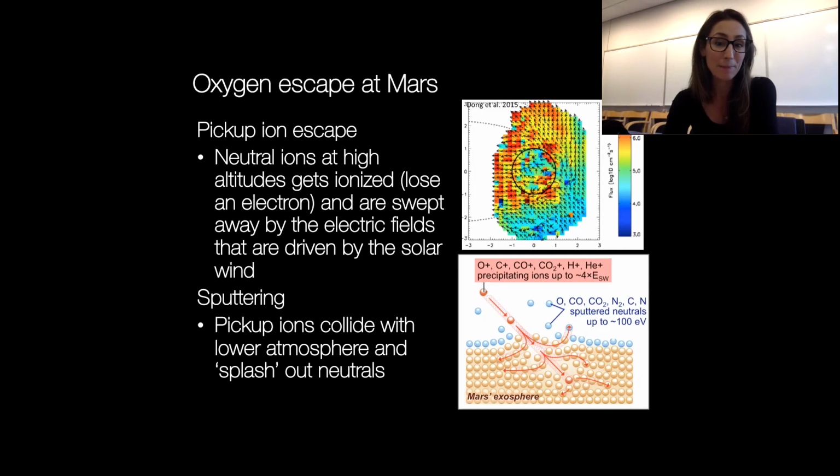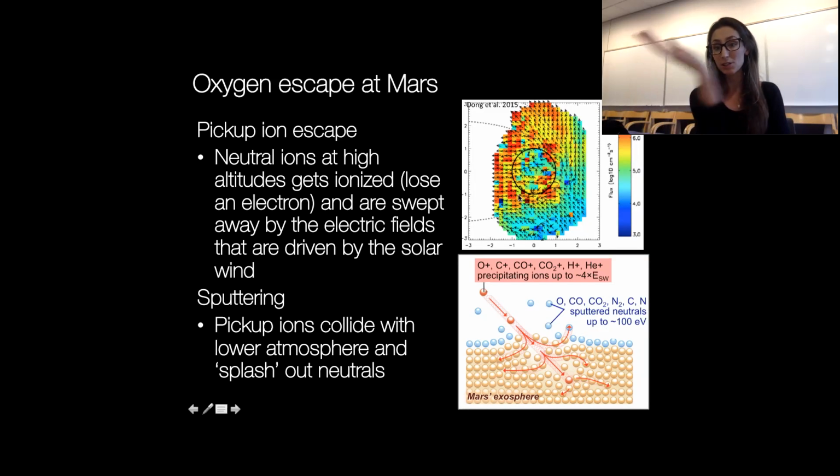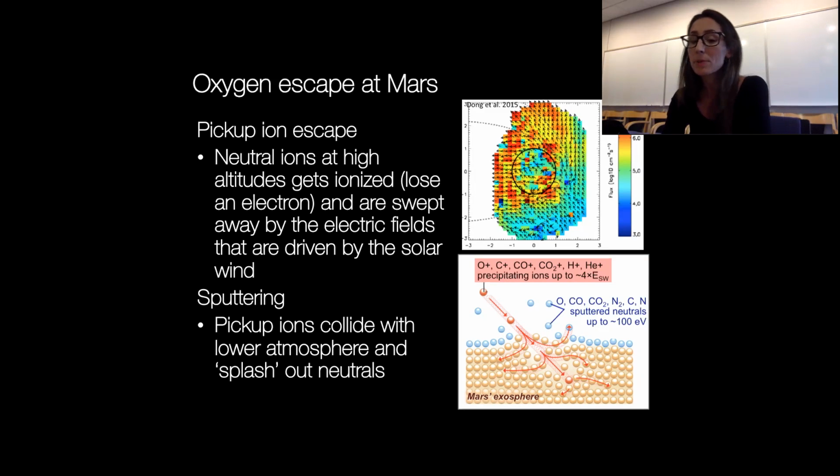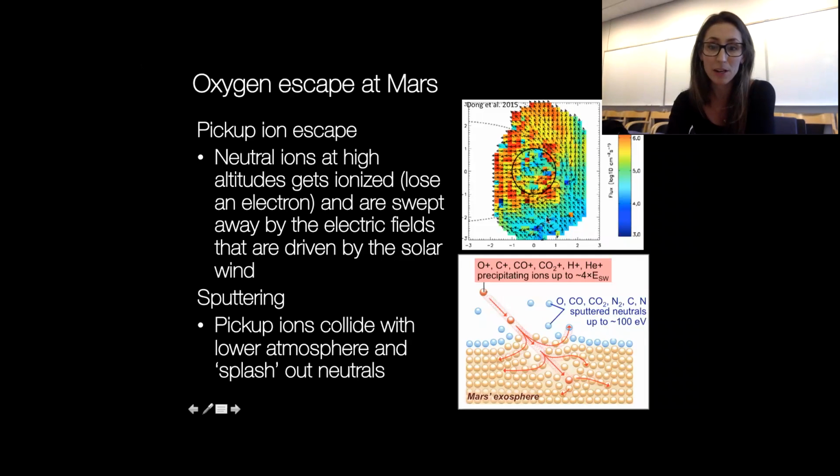So the other interesting thing about the plasma environment at Mars is that it can actually create precipitation. Some of those ions are getting swept away by the solar wind, but some of them are actually crashing back into the planet. You can see these arrows, which are the direction of the plasma. Here the O plus is flying away from the planet, but here it's crashing into the southern hemisphere.